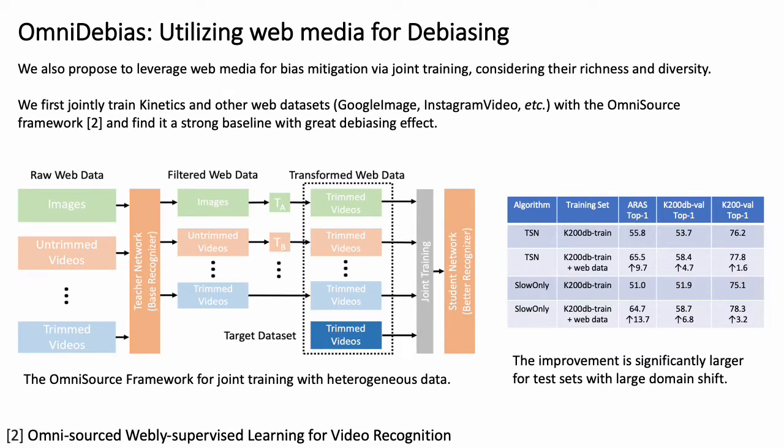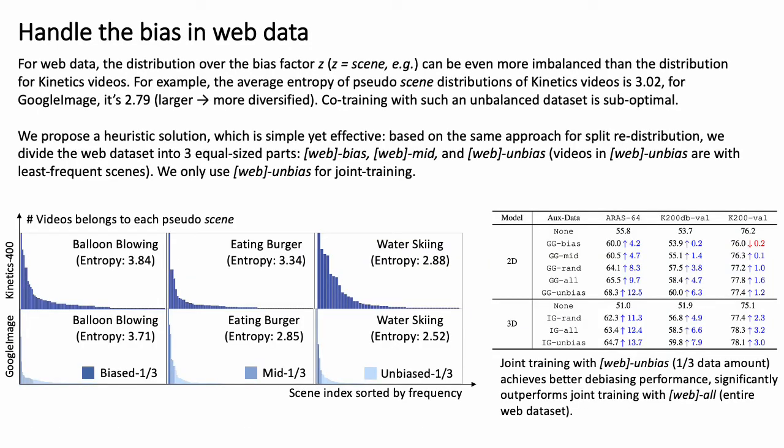We also propose OmniDebias to leverage web media for bias mitigation via joint training, considering their richness and diversity. We first try to jointly train Kinetics and other web datasets with the OmniSource framework and find it a strong baseline with great debiasing effect. We further propose a data selection strategy to deal with the imbalance problem.